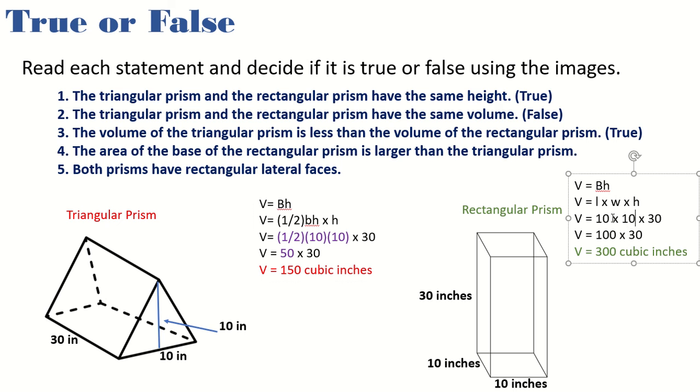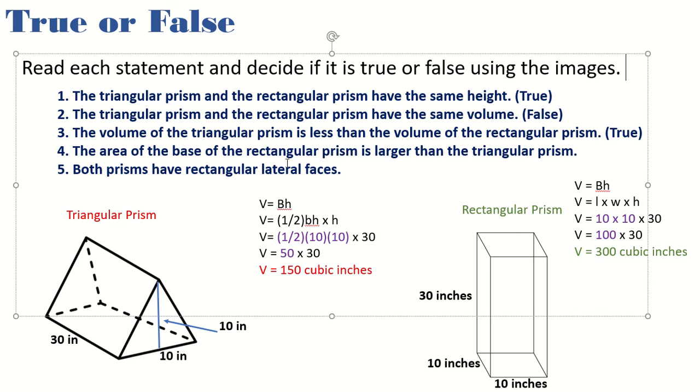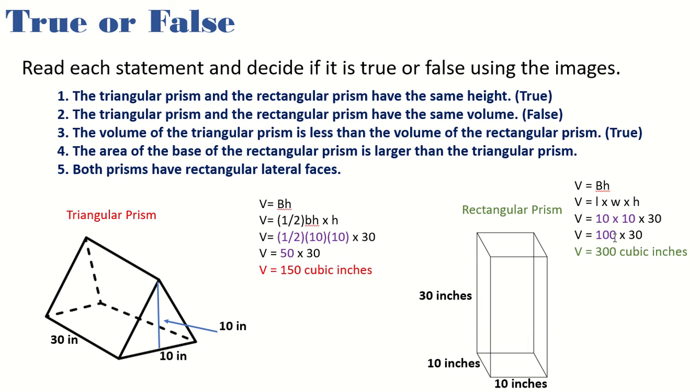Okay, so that is the area of the base. Now let's compare it to the area of this base. Remember, it was the 10 times 10. So there's the two areas of the bases. Okay, so let's go back to the question. The area of the base of the rectangular prism is larger than the triangular prism. So is that purple 100 bigger than that 50? True.